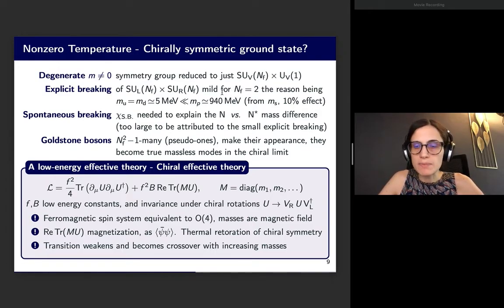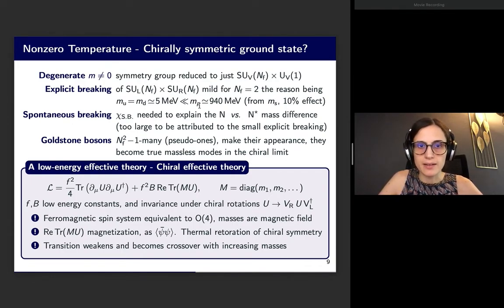So this is as much explicit breaking as we have in the actual theory, and that would certainly not be enough to explain some important empirical fact, which is the mass difference between N and N star in nature, which is definitely too large to be attributed to the small explicit breaking due to the non-zero quark masses. This is why we talk about chiral symmetry being spontaneously broken.